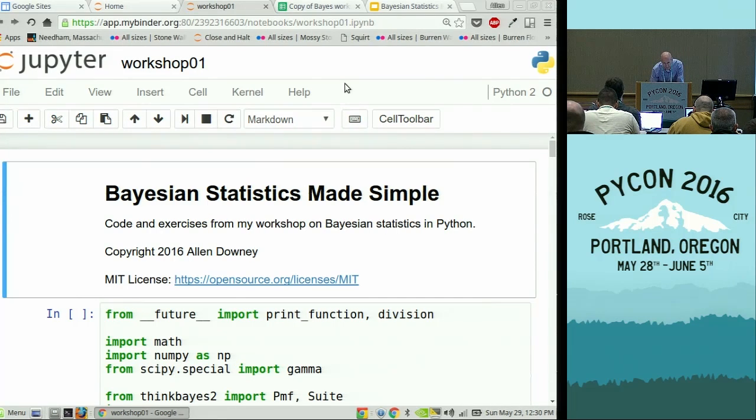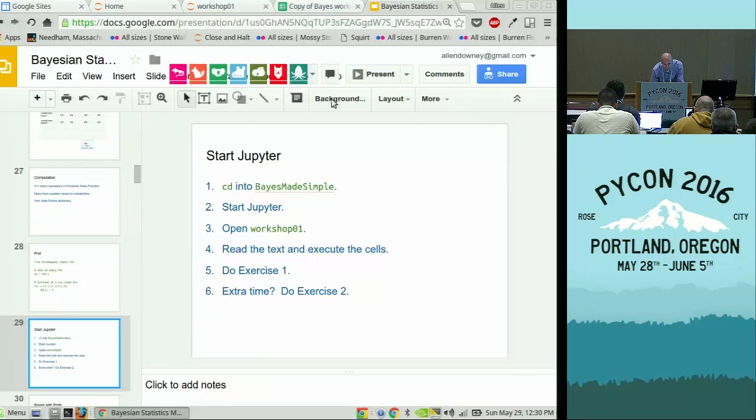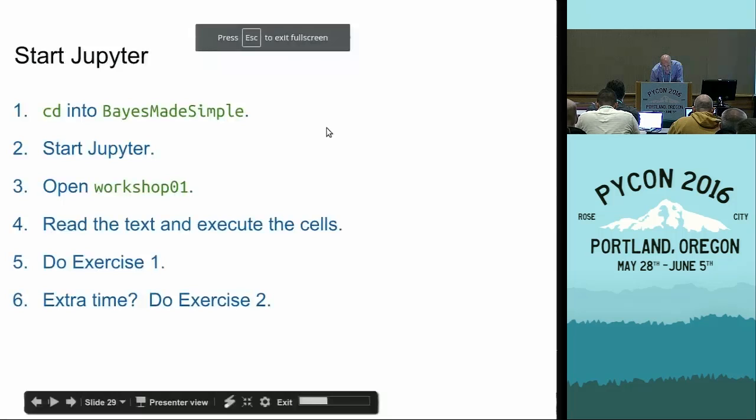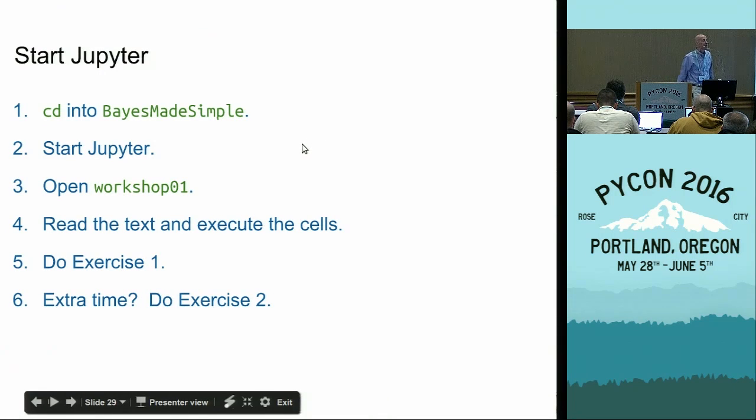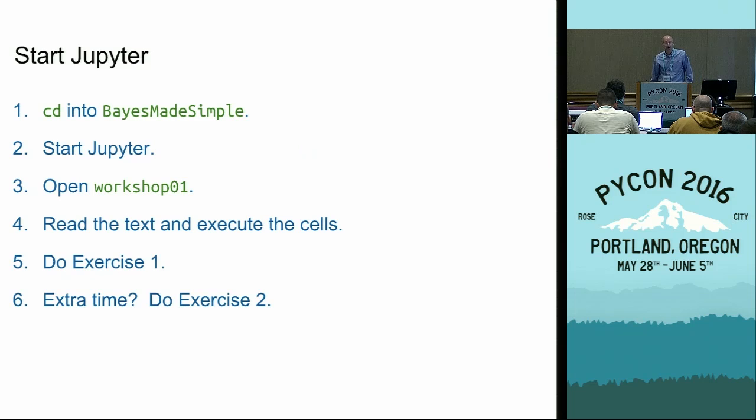All right. Back to the slides. So start working through the notebook, Workshop 01. There's some text there that you can read through, run the cells, run the code that's in the cells. Do the first exercise, and if you have enough time, go on and do the second exercise.